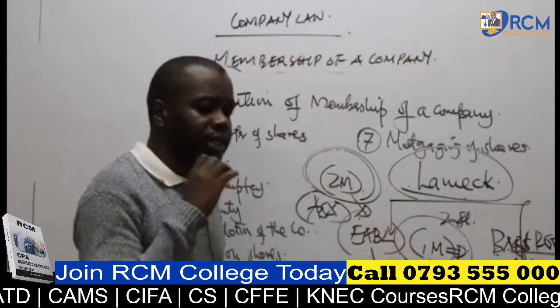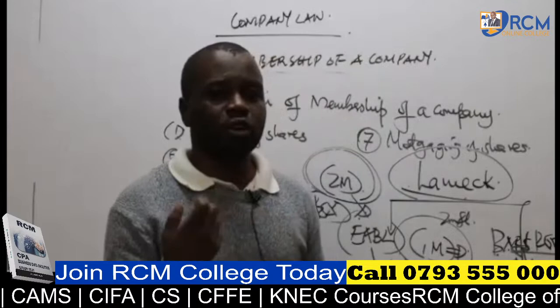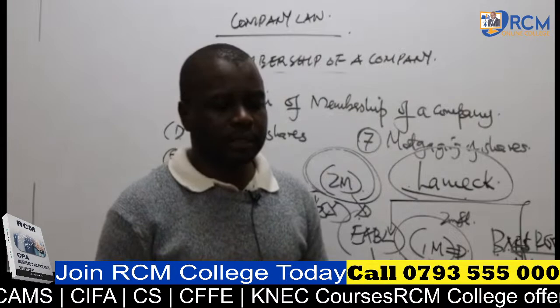Mortgaging of shares is where a person uses these shares as a security to get a loan from a financier. Failure to pay simply means that the shares will be taken over by the lender, or in this case, the bank. So there are usually two parties under mortgaging of shares, the mortgagor and the mortgagee.